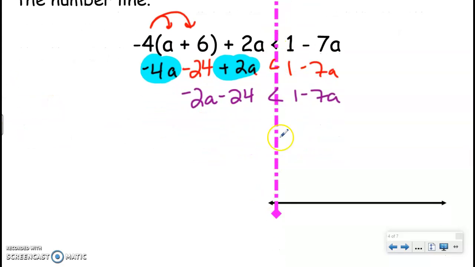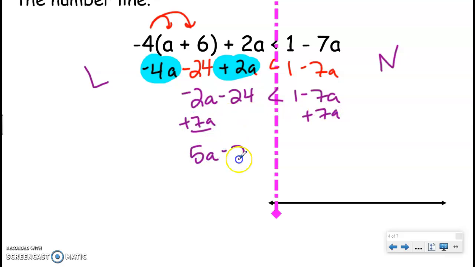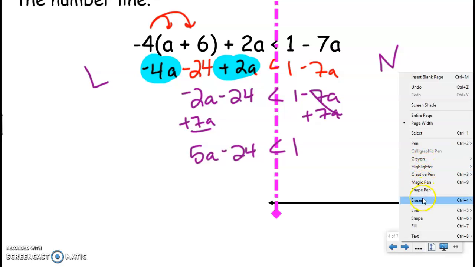Okay, we have our great wall here. I want my letters on the left side and my numbers on the right side. So I need to move these a's, this negative 7a, to the other side. So I'm going to add 7a to both sides to get 5a minus 24 is less than, and I'm left with 1.